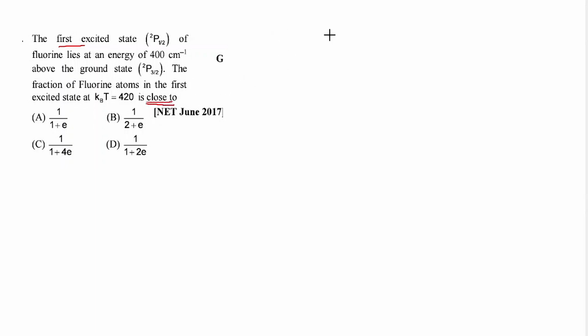So what we have been given is that we have two energy states. The first excited state, that is 2P1/2, and the ground state, 2P3/2, and the energy difference is 400 centimeter inverse, that is the ground state is 0, and this will be 400 centimeter inverse. Also we have been given that kBT is 420.